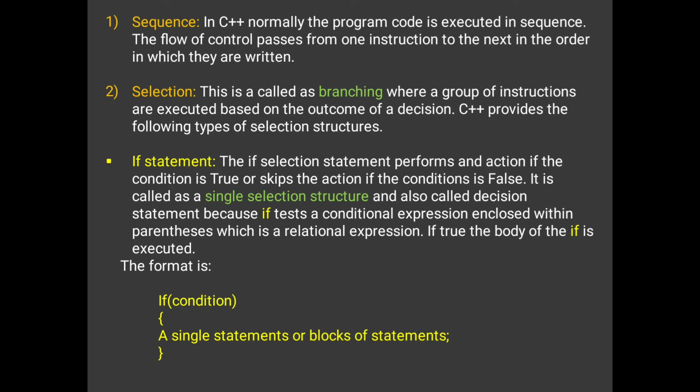Based on that, C++ provides the following types of selection structure. The first one is the if statement, the simplest of the selection structures. The if selection statement performs an action if the condition is true. Only if the condition is true will the body of the if be executed. If the condition is false, it will not execute the body of the if. The program will skip it and execute the next statement after the if test condition.